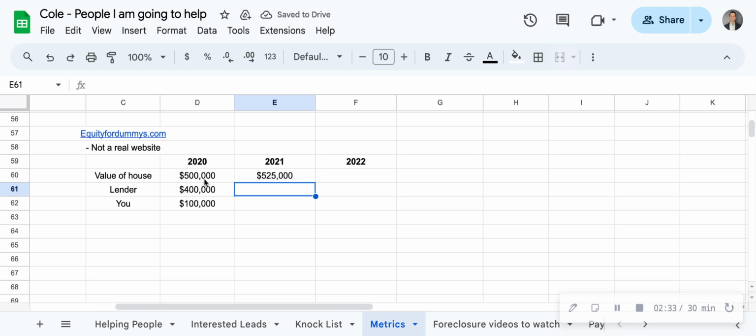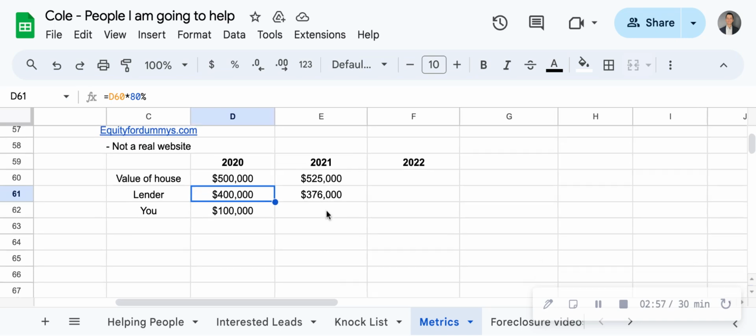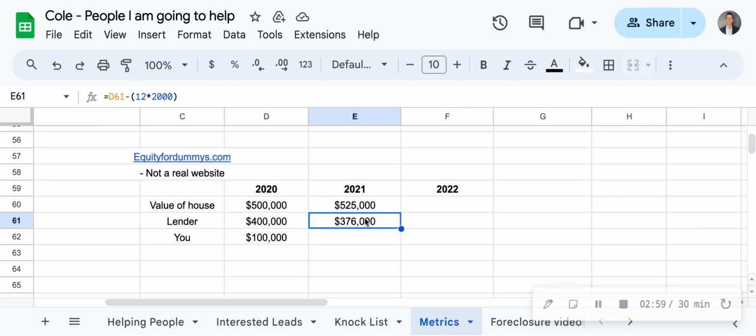Okay, so now you've paid off, you've been making your monthly payment. So you have taken this and subtracted your monthly payment for 12 months. You've paid $2,000, right? Let's say that's all going to principal. So now all you owe your lender, right, when you bought it, you owed them $400,000, but now you only owe them that much. Does that make sense? But your house value went up, right?